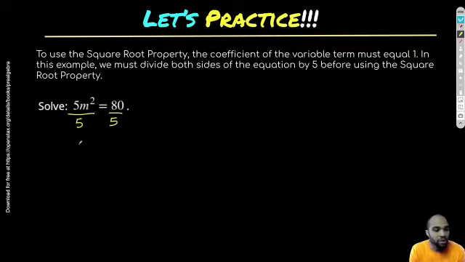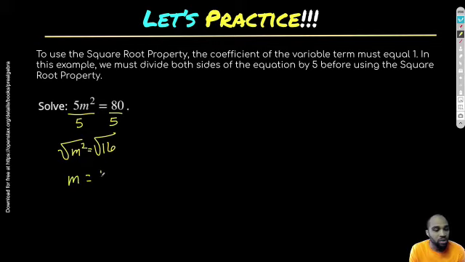And by dividing by 5, I now get m squared. 80 divided by 5 gives me 16, I believe. So this is going to be 16. And now I can apply my property that says the square root of both sides, because I want to know m, not m squared. So now by doing the square root, I get m.